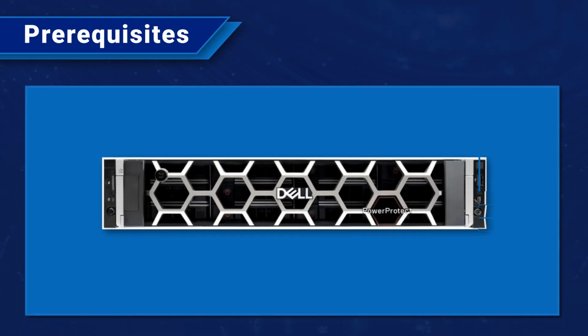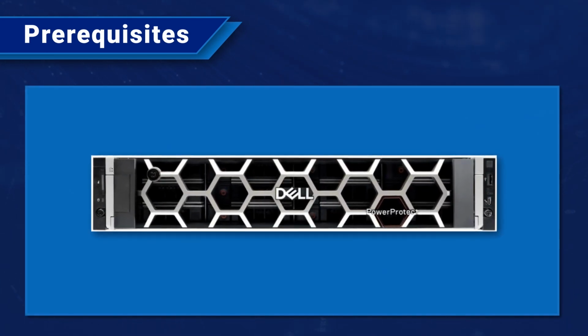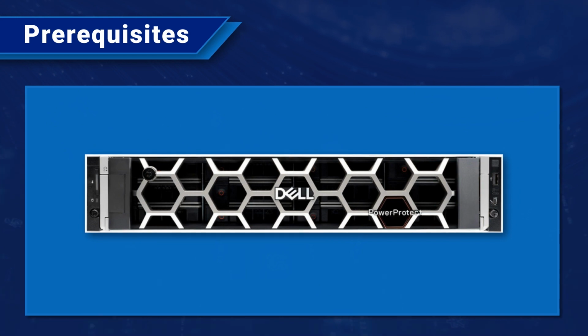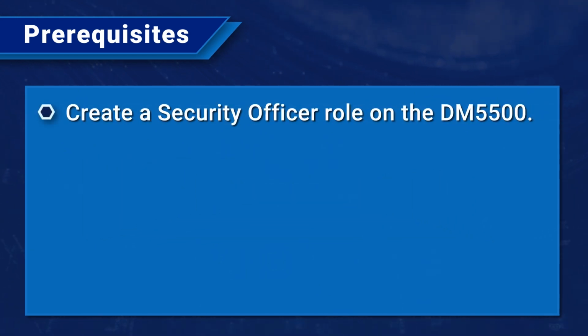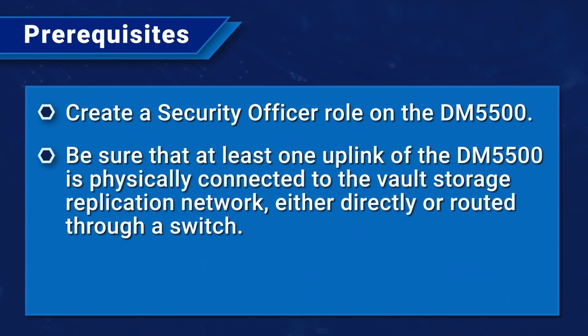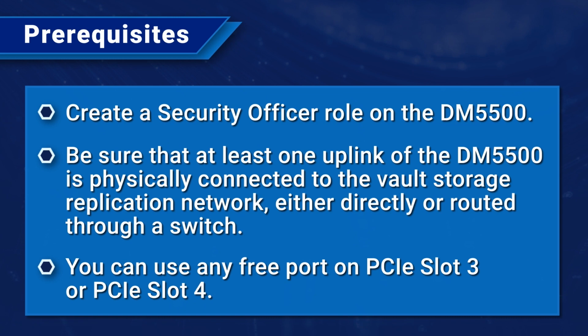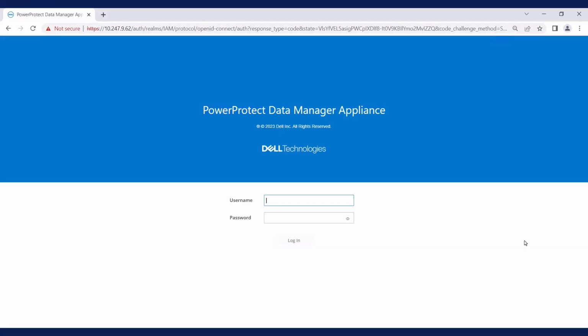Before performing a successful cyber recovery integration with the PowerProtect Data Manager Appliance, you must create a security officer role on the DM5500 and be sure that at least one uplink of the DM5500 is physically connected to the Vault Storage replication network, either directly or routed through a switch. You can use any free port on the PCIe slot 3 or PCIe slot 4 for replication to the Cyber Recovery Vault. Using a Google Chrome web browser, enter the appliance's management IP.